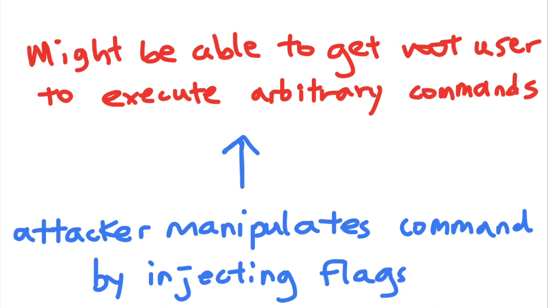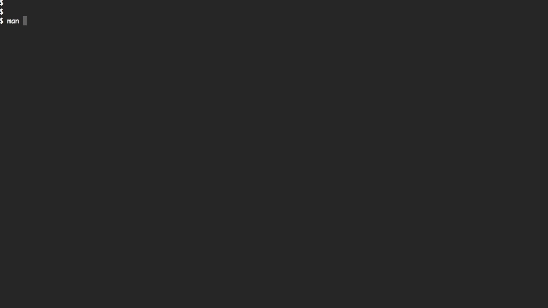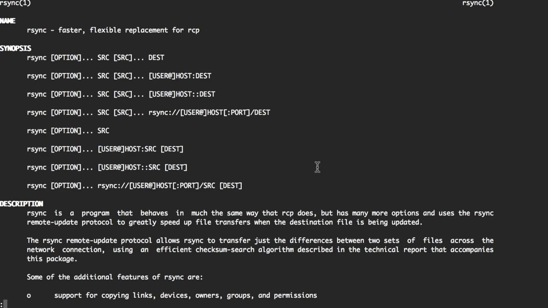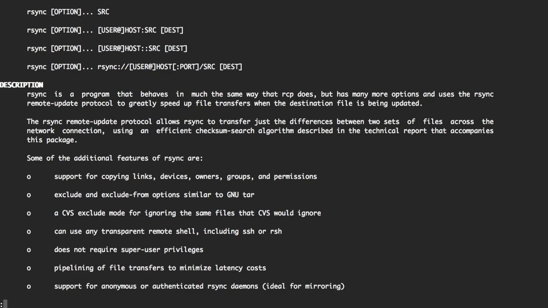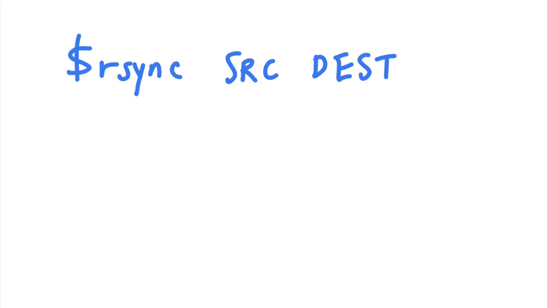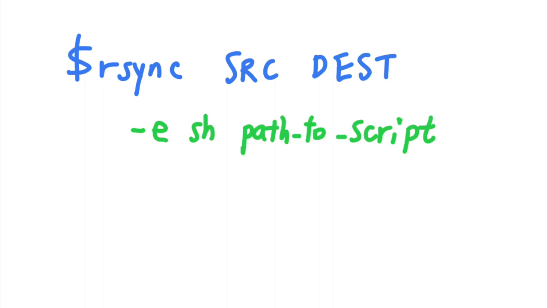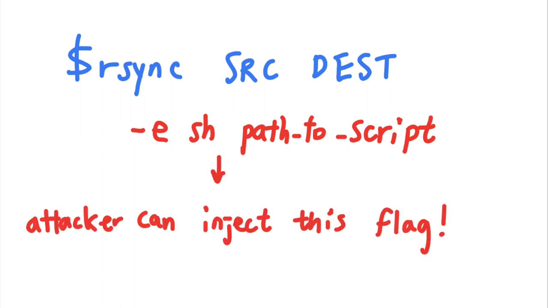Let's look at how attackers can exploit wildcard injections when the root user uses the rsync tool. Rsync is a Linux tool used for creating backups. It transfers and synchronizes files between a machine and an external hard drive or across a network. This is the simplest usage of rsync, where source is the source directory of your files and dest is the destination that you want to copy to. And in the rsync command line tool, you can use the -e flag to run arbitrary commands via a shell script. This means that if an attacker can create a file named -e sh path to script, they can inject into another user's rsync command and make rsync execute any malicious script.